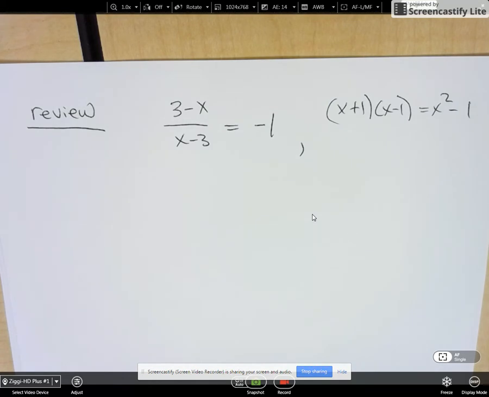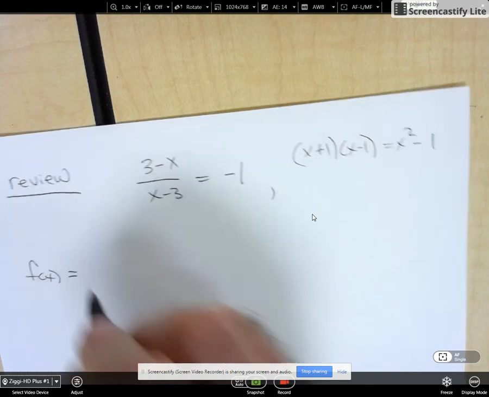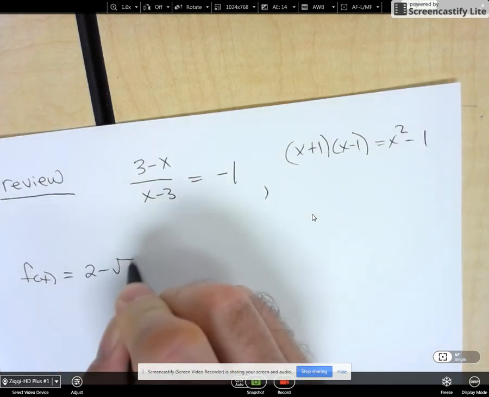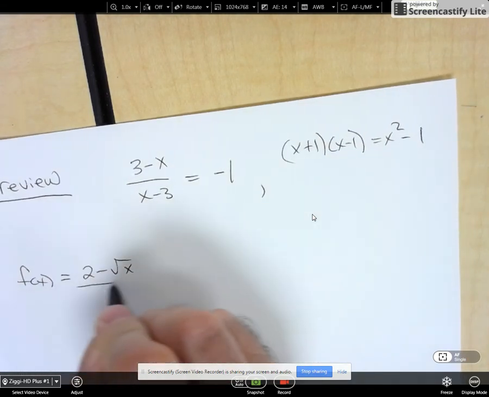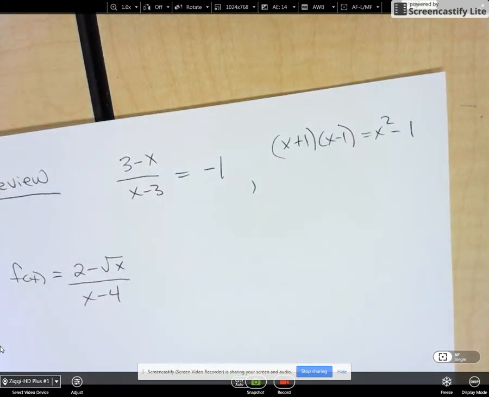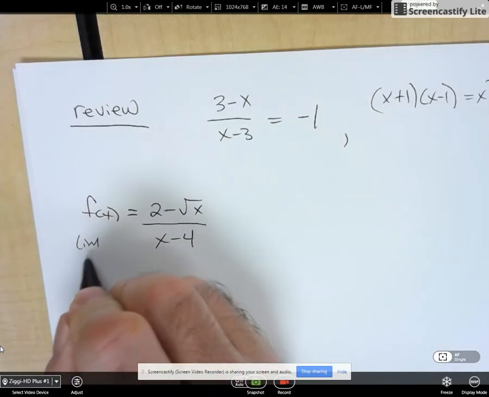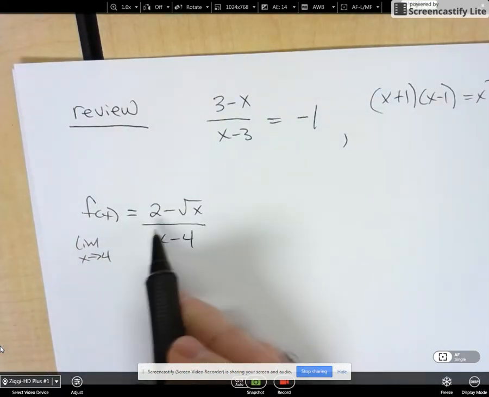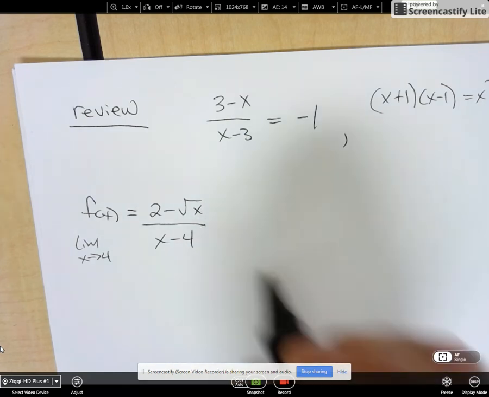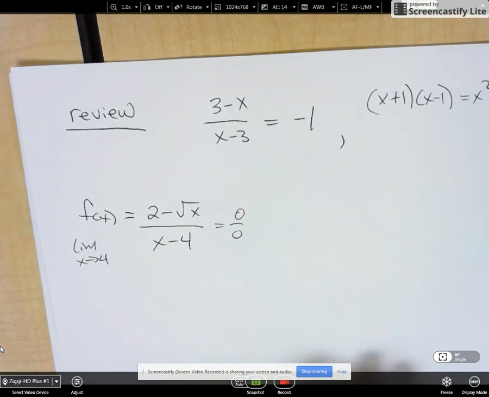So let's go back to our original problem for a minute. I'm pretty sure it was f of x is equal to 2 minus rad x all over x minus 4. Okay, so again, if we look at the limit as x approaches 4, 2 minus rad 4 is 0. 4 minus 4 is 0. That's indeterminate form. So the question is, can we do something with it?